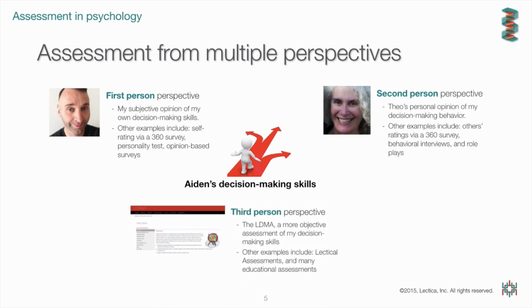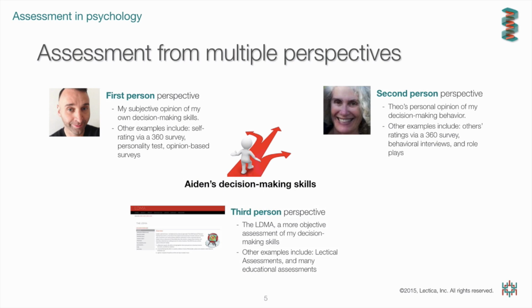If I wanted a third-person perspective, I could take an LDMA, which would give me a more objective assessment of my decision-making skills. Of course, the LDMA isn't completely objective because humans are involved in coding it after all. But nonetheless, it's far more objective than just asking myself or asking Theo for an opinion. The LDMA is more objective because coders don't know whose assessment they're coding, and they examine an actual performance of my decision-making skills using standardized criteria.